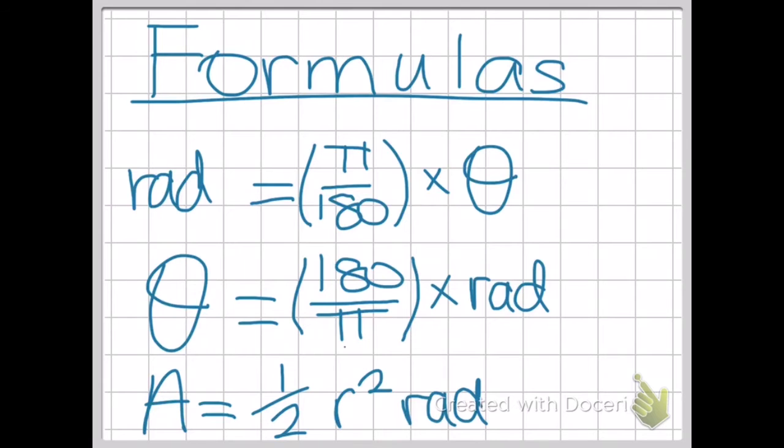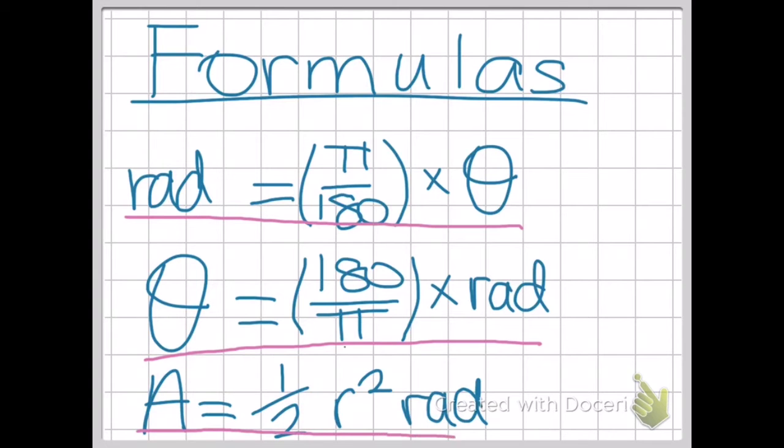Following on where we found that 1 radian is equal to 180 over pi degrees, we now have the formula to change from radians to degrees. Radians equal pi over 180 times the degrees. Degrees equal 180 over pi times the radians. The area of a sector equals half radius squared times radians.